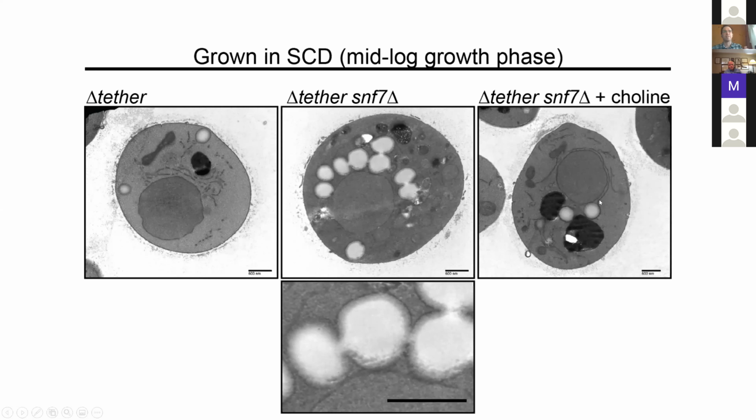And of course, if I supplement choline to these cells, the lipid droplet phenotype is totally suppressed and it looks like a delta tether cell. Now, this really strange lipid droplet phenotype made me think that these cells must be producing neutral lipids at such an extreme rate that the normal machinery or mechanisms to process the lipid droplets and make them look normal was overwhelmed.